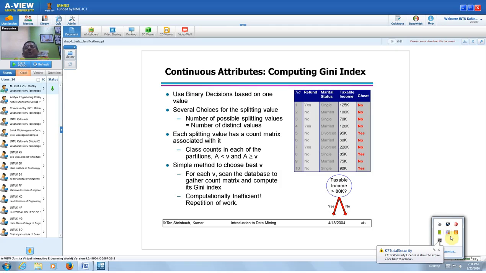Now, how do you split the continuous attribute? Because it's a big challenge, right? So for this, if you use a brute force method, how do you go about it? That means you have to split on a continuous variable. See the table that is shown here. You have 125K, 100K, 70K, 120K, 95K, 60K, 220K, 85K, 75K, 90K, like this.